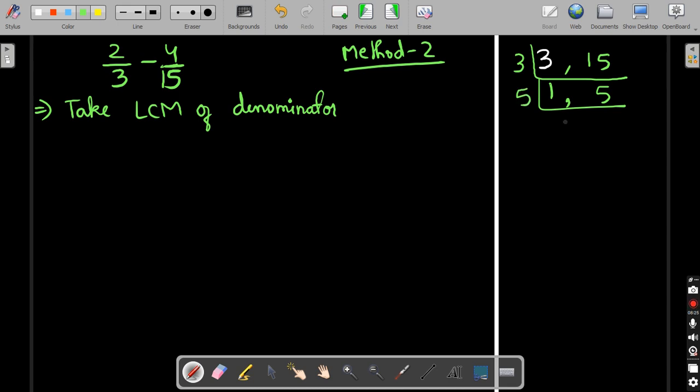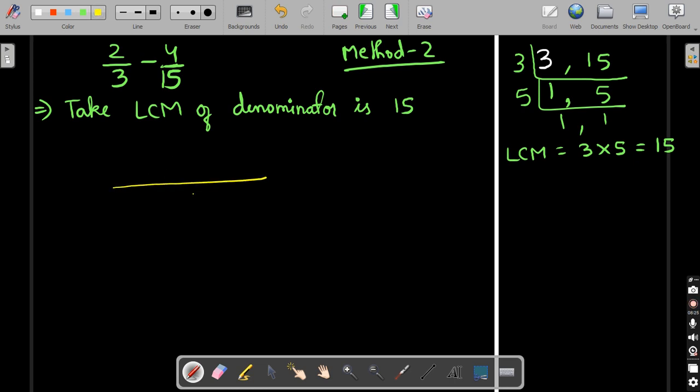Okay, now let me try. 5 1s are 5, 5 1s are 5. Clear, student, up to here? So what will be the LCM? The LCM will be 3 into 5. 3 5s are 15. Okay. Now the LCM of the denominators, how much did we get here? 15. Now we are going to do it by this shortcut method.